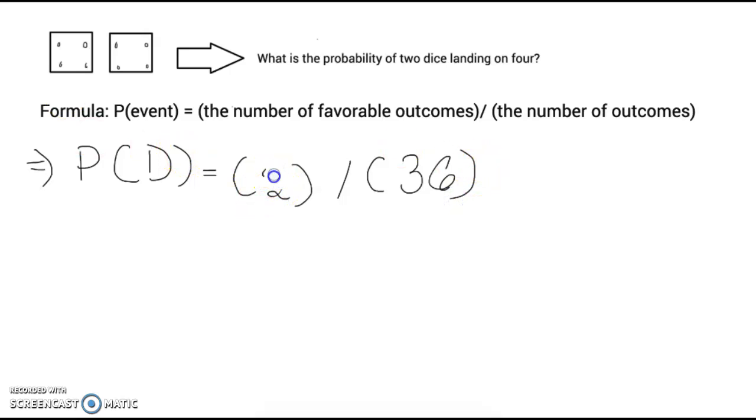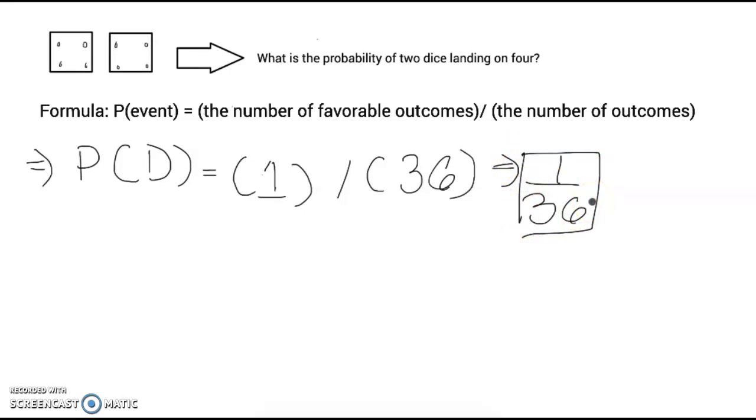And instead of 2 over here, you have 1. And why is it 1? Because you're only trying to get one number, 4, out of all the values 1, 2, 3, 4, 5, and 6 for both the dice. The answer for this problem is 1 by 36. This is the likelihood or probability of 2 dice landing on 4.